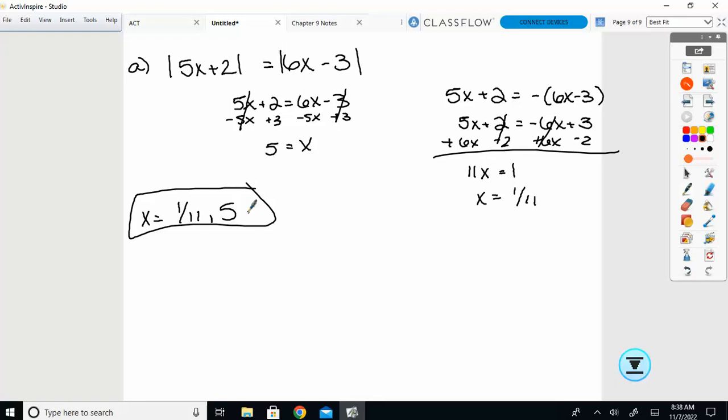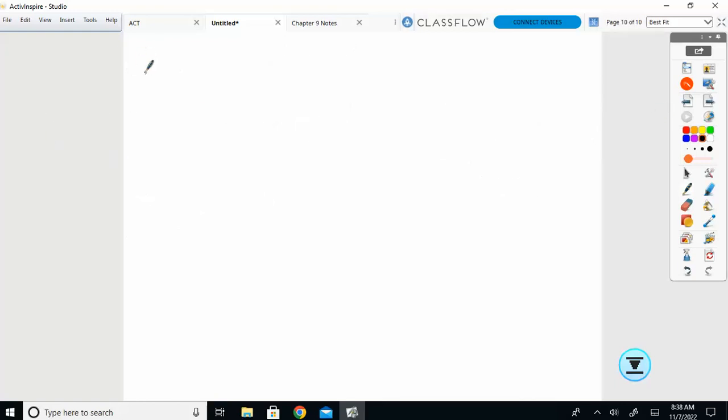So that's an absolute value equation. Would it matter on those equations if there was something outside of the absolute value? It could, you just want to check your answer and make sure it will work.